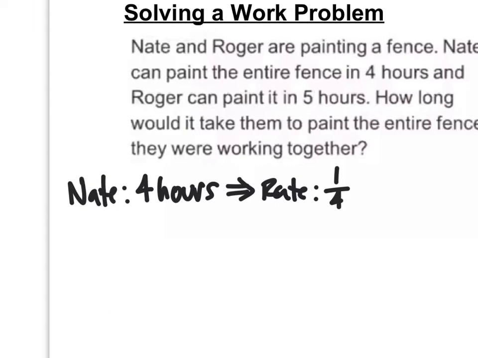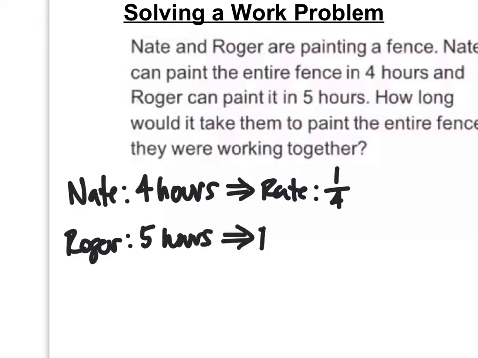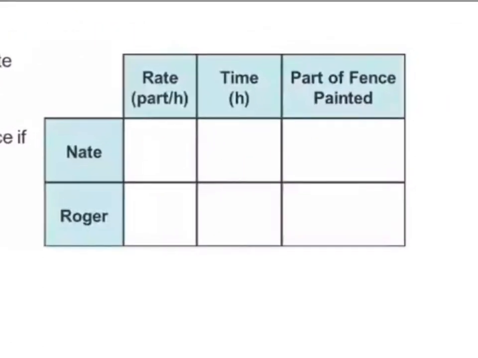And the same thing with Roger. Roger can paint the fence in 5 hours, so he can get 1/5 of it done in an hour. So for the rate, for Nate, this is going to be 1/4, and for Roger, this is going to be 1/5. And then the time that it takes them is the same amount of time. If the time that they take to work together is the same, then the time is just t here and t here.